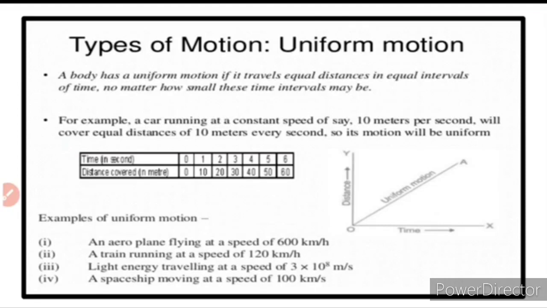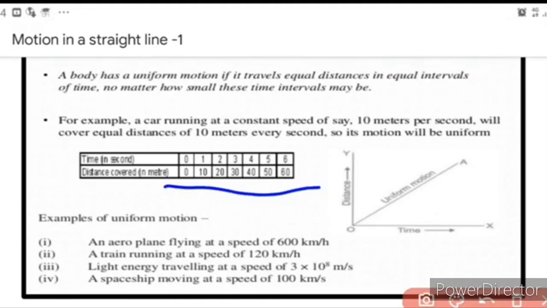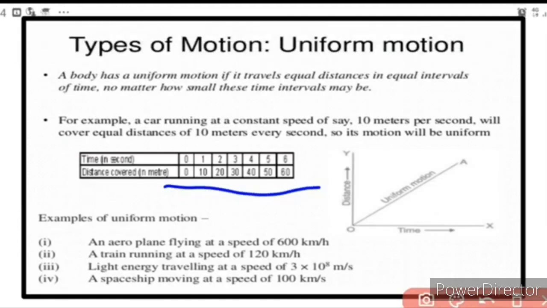For example, a car running at a constant speed of 10 meters per second will always cover the same distance in equal intervals. That is what is shown here, and as per that a graph is drawn. Here it is shown as a distance-time graph. We will discuss the position-time graph. Time is taken along the x-axis and distance is taken along the y-axis. So we'll have the graph like this.